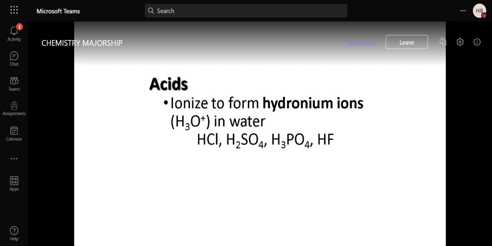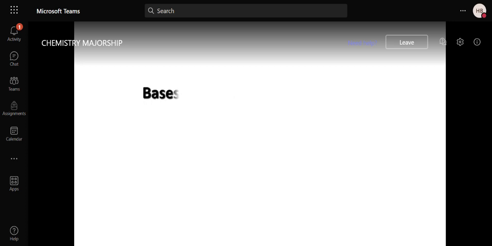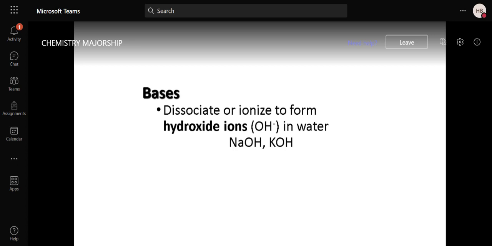It has a pH less than 7. Okay, so ano yung lasa nito? Yun nga po, asim. Okay, yan. Next. Bases. Kung ang acids dissociates to form hydronium ions, ang bases naman, dissociates to form hydroxide ions.